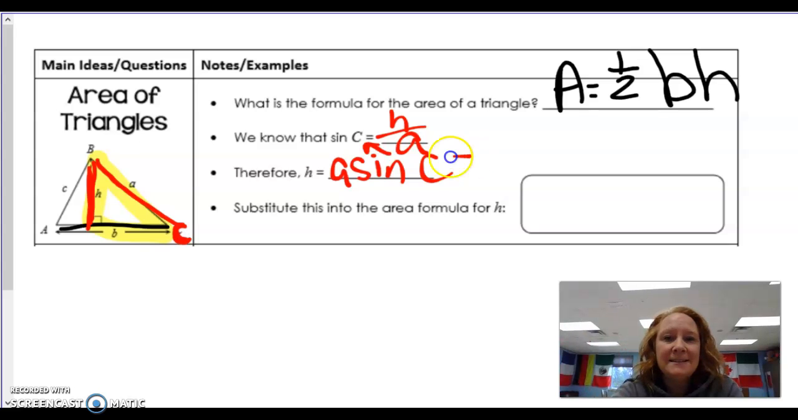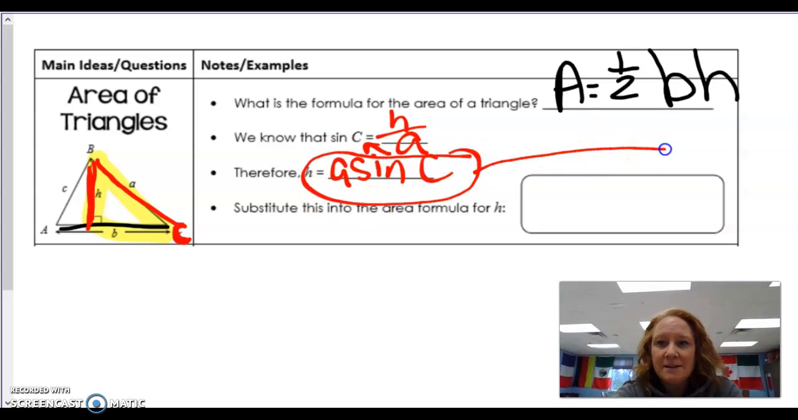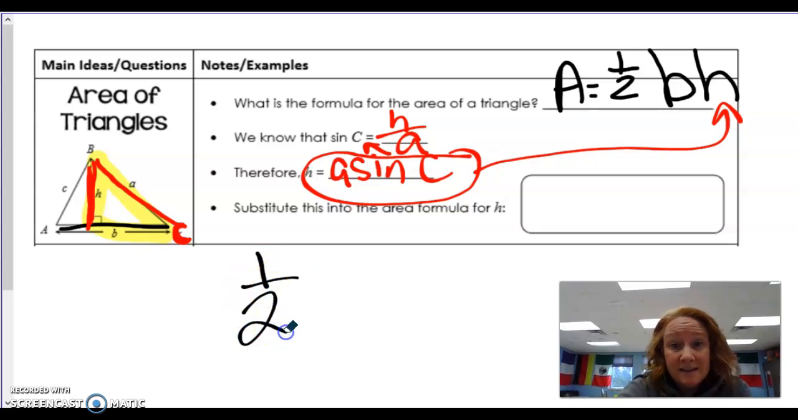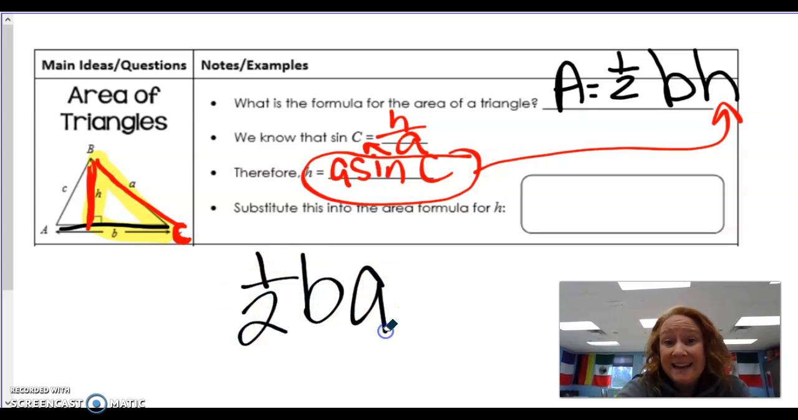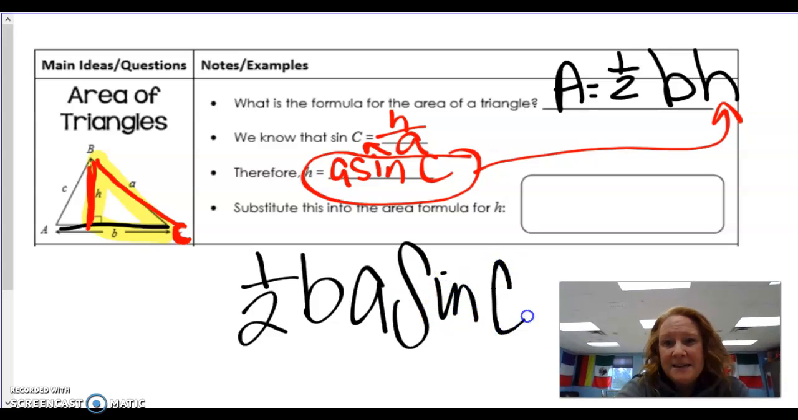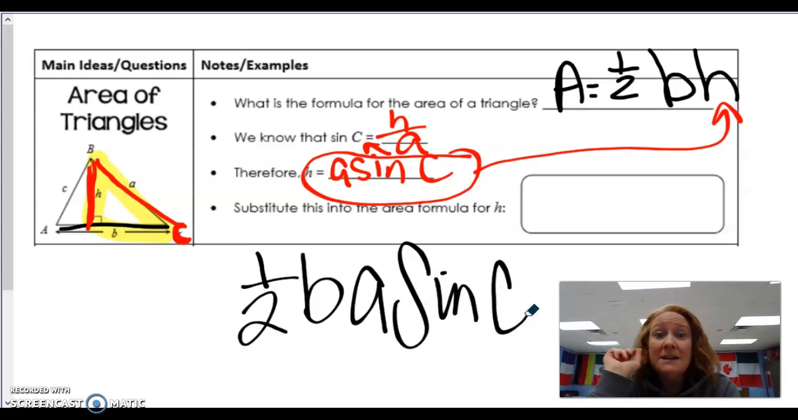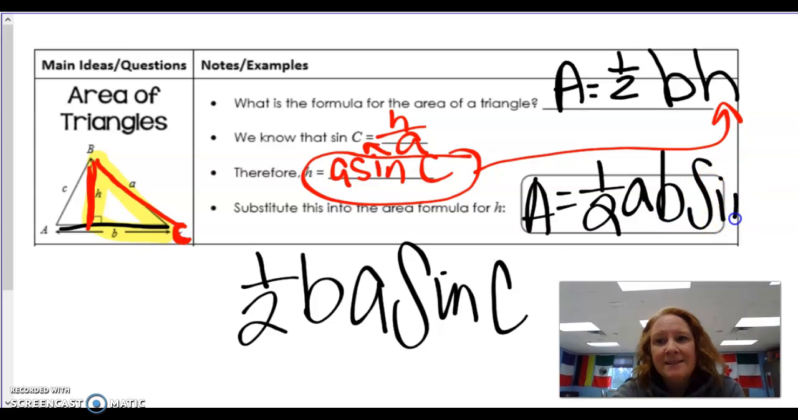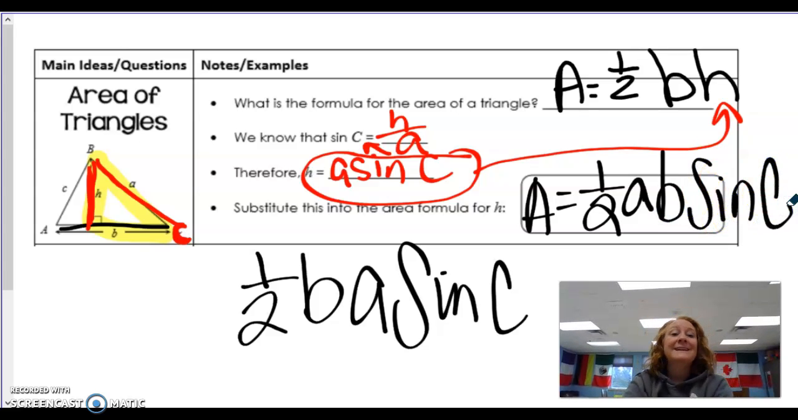If that's the case, see all of this right here? We could substitute that in right there. So you would get 1/2 times the base times A times sine C. But that's not very alphabetical order. So substitute this into the area for h. We're going to say that area also equals 1/2 times A times B times sine C, because sometimes you don't know the height.